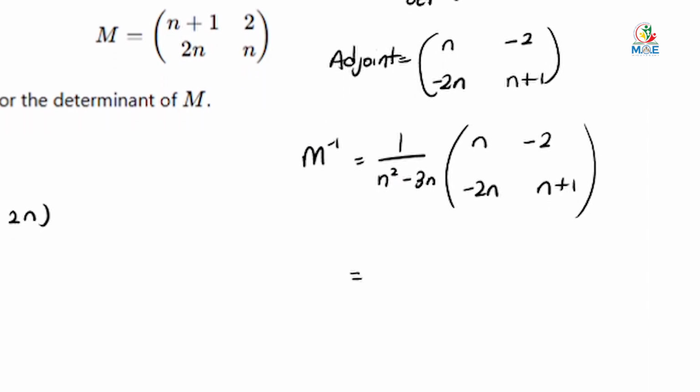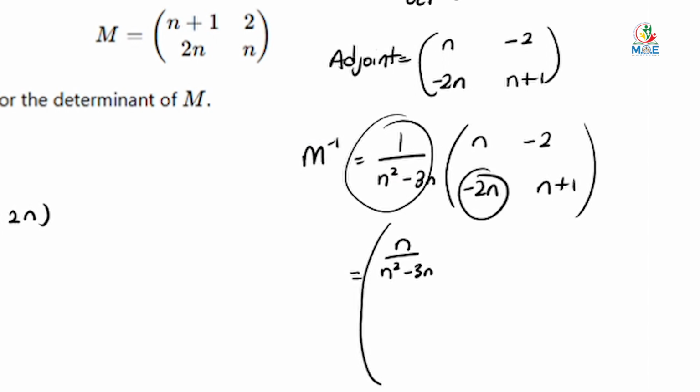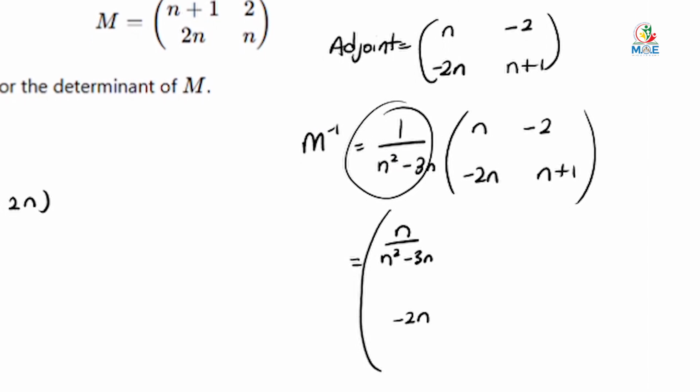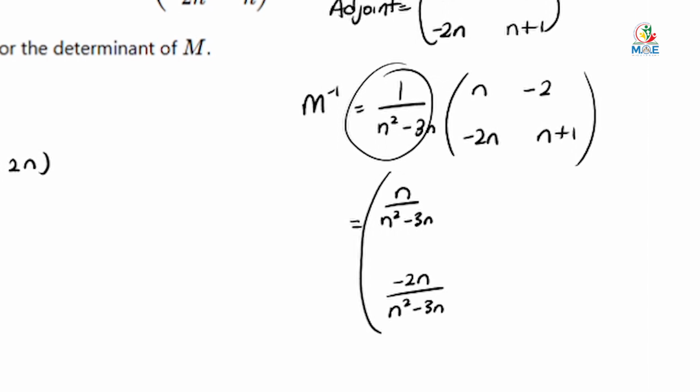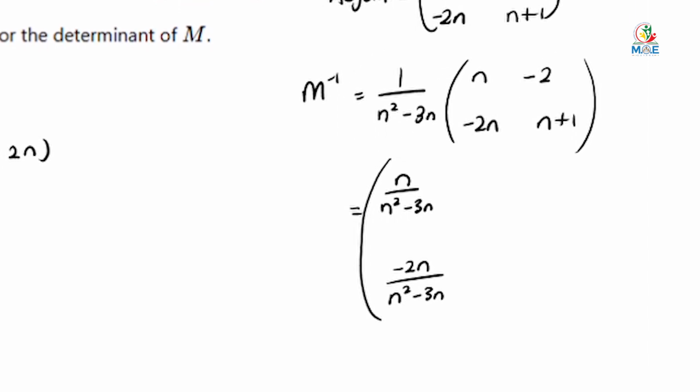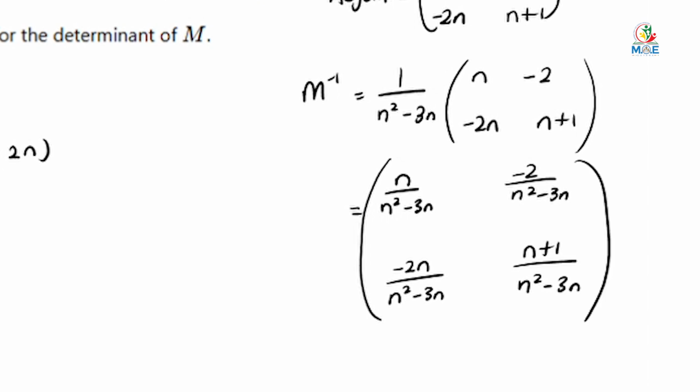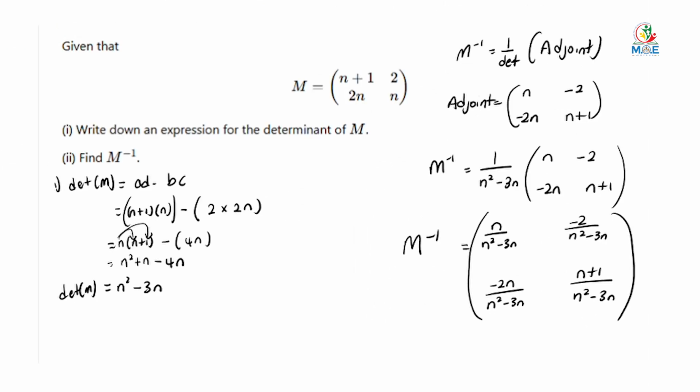This times n would be n over n squared minus 3n. And then this times this would be negative 2n over n squared minus 3n. And then negative 2 would be negative 2 over n squared minus 3n. And this times n plus 1 would be n plus 1 all over n squared minus 3n. And hence this would be the inverse of the matrix M.